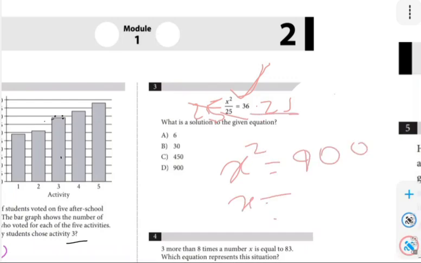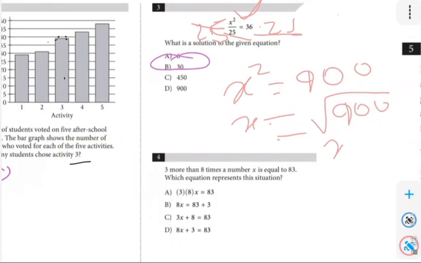And if we take the square root on both sides, the square root of 900 is 30. So the correct option is B, which is 30. You can check on a calculator too that the square root of 900 is 30.